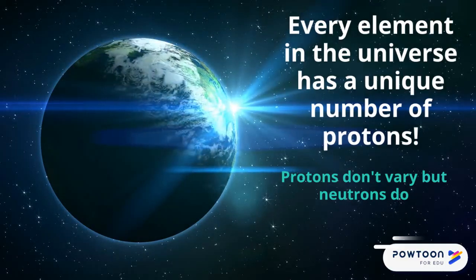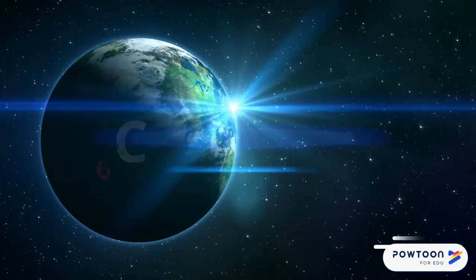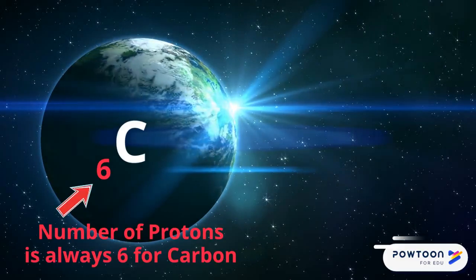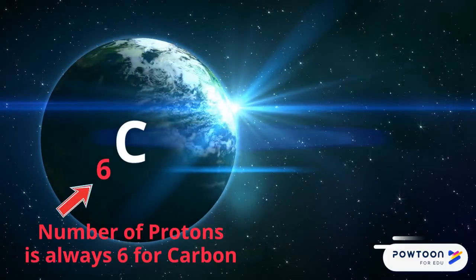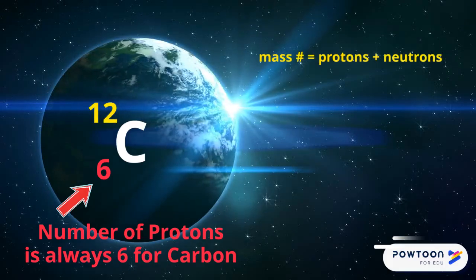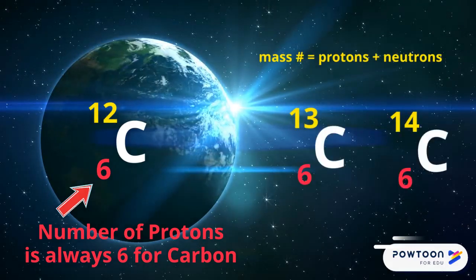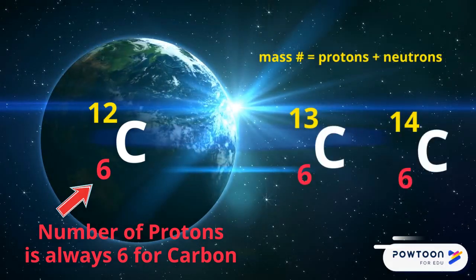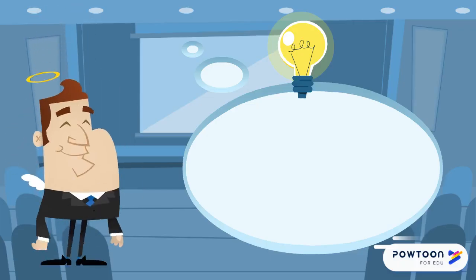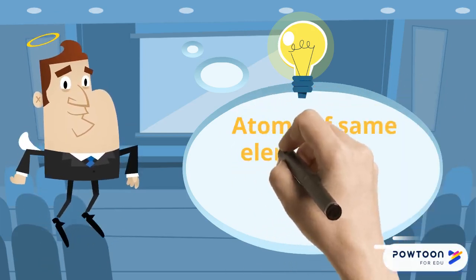The number of neutrons, however, can be different. In fact, if you took a sample of carbon and looked at every atom, you would find many atoms with 6 neutrons, some atoms with 7, and some with 8. An atom of carbon with 6 neutrons would have a total mass of 12 AMU. An atom of carbon with 7 neutrons would have a mass of 13 AMU, and so on. Atoms of the same element with different masses are called isotopes.